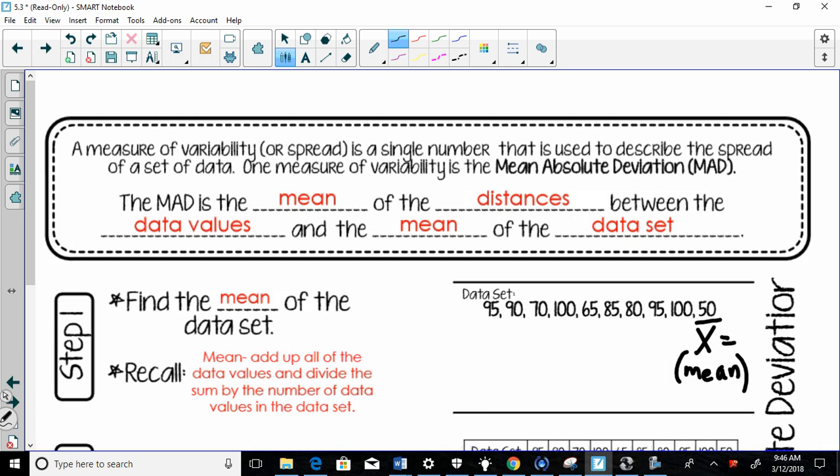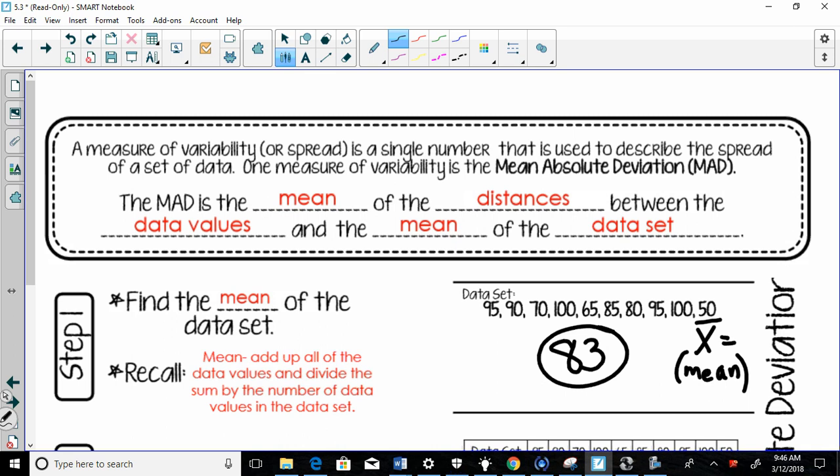Okay, did anyone find it so far? What did you get, Sayuri? 83. Did everyone else get that? Cool. Is anyone having trouble finding the mean? So you add them all up and divide by how many numbers, or you can put it in your table, stat edit, and go through.